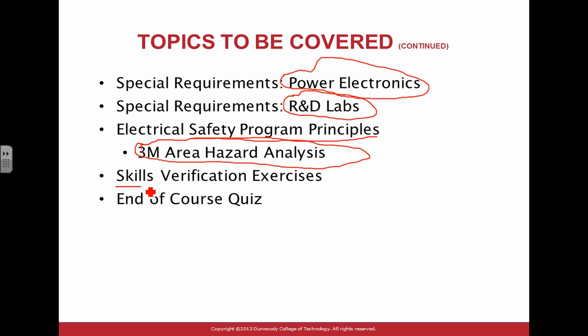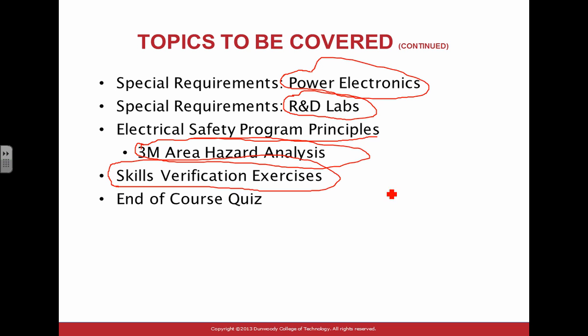It documents what you're doing and verifies why you need to do what you're supposed to do. There's a skills verification exercise, and you have to do part of the 3M area hazard analysis. You're going to see later on, if you do work on energized electrical equipment, you have to come and be tortured by Chad Carey or somebody else in a class like this. So you have to do electrical training. That's part of the 3M area hazard analysis, and that's why you are here.